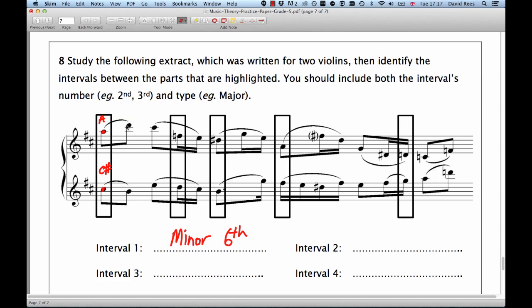Another way you could have worked that out would be to count the semitones between C sharp and A, and each interval has a different number of semitones. That's another way of doing it as well. So there's lots of ways of approaching these. This one's much more straightforward.